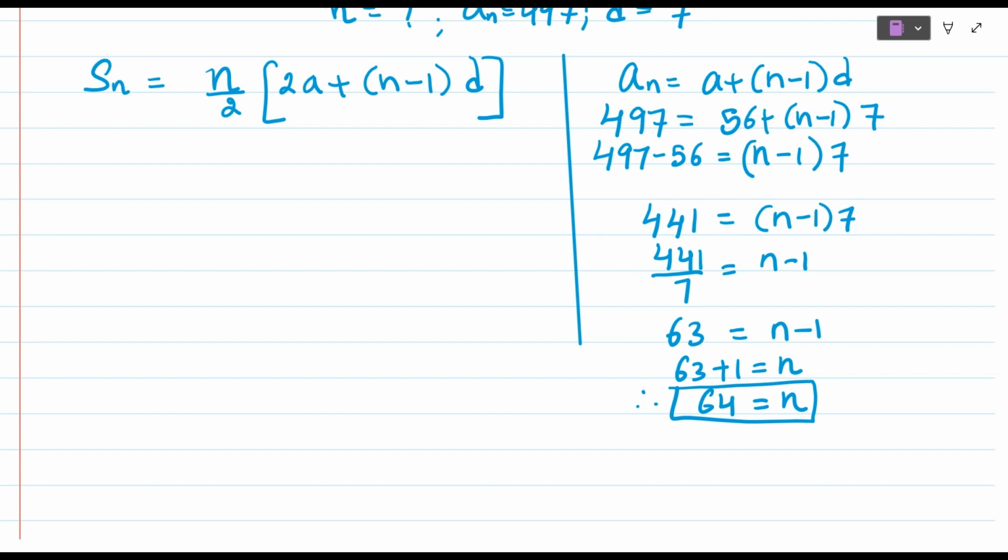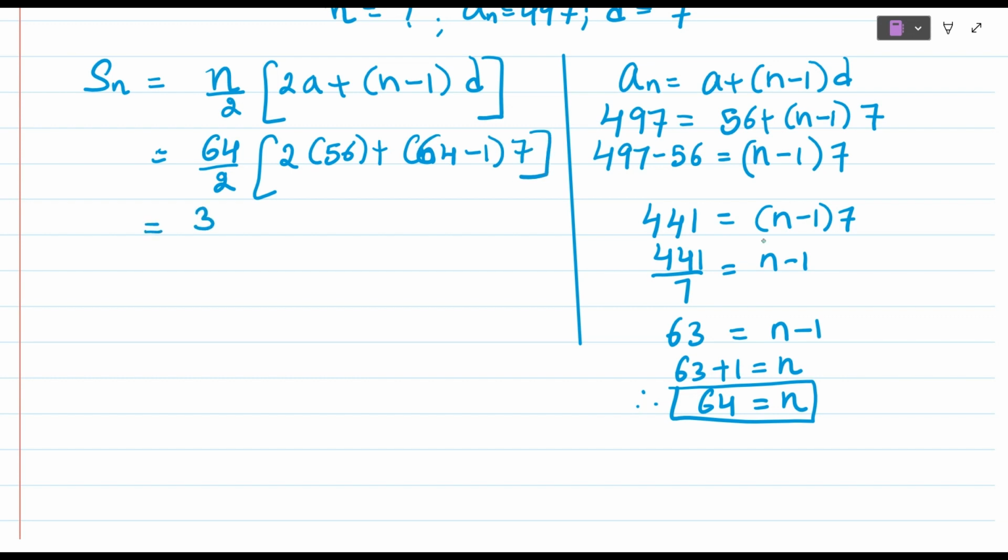Now apply all the given values. So what is Sn? 64 by 2 into 2 into 56 plus n minus 1 into d, where n is 64 minus 1 and d is 7. Just solve: 64 divided by 2 is 32, and 56 into 2 is 112. So that is 32 into 112 plus 63 into 7. 7 threes are 21, 7 sixes are 42, so 441.